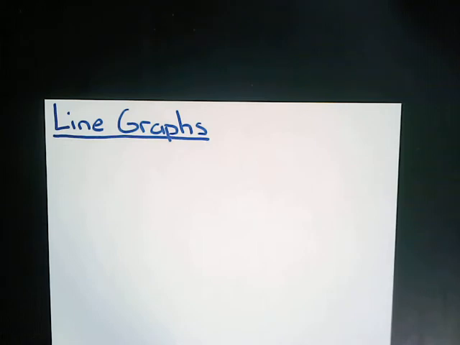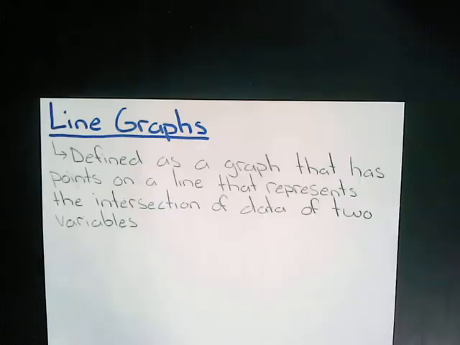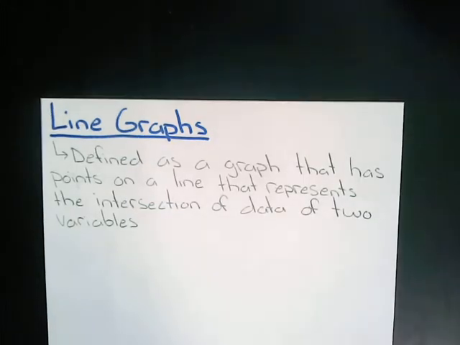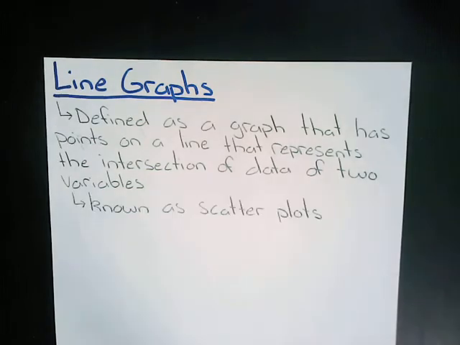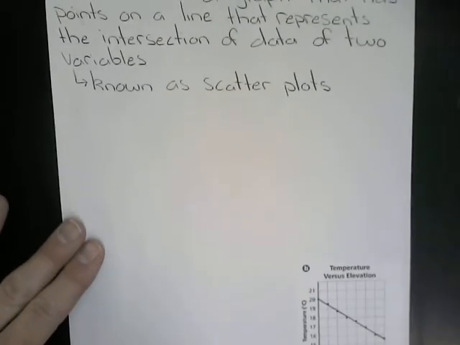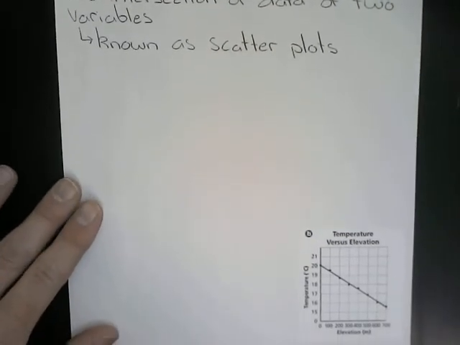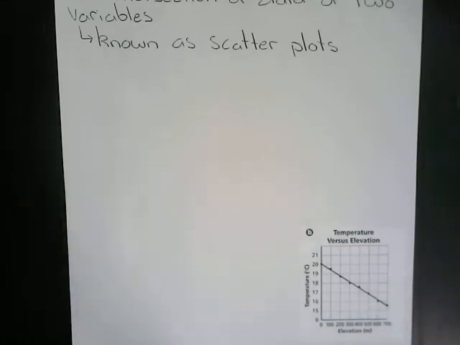So a line graph is defined as a graph that has points on a line that represent the intersection of data for 2 variables. And these line graphs are known as scatter plots. And again, it's important to recognize the organization of a line graph.